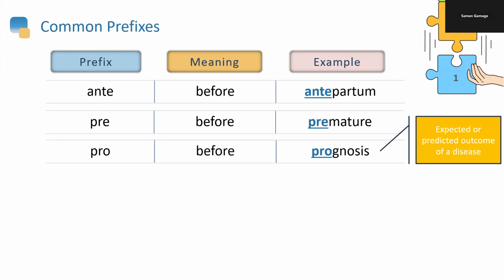Pro means again before. Prognosis. Prognosis means expected or predicted outcome of a disease. So when someone is having a disease, he may ask, doctor, what is the prognosis of my illness? This is the expected or predicted outcome of a disease.